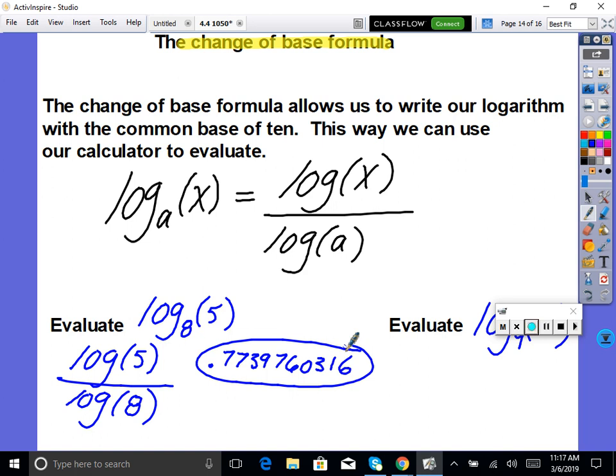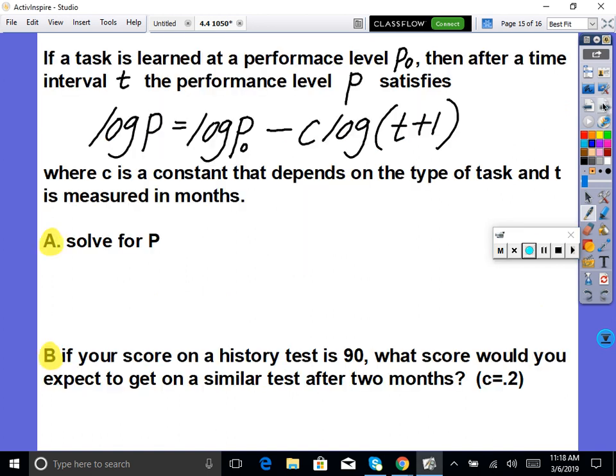So looking here, what would be the change of base formula? Yep, log of 20 over log of 9. Okay, moving on. Last example.